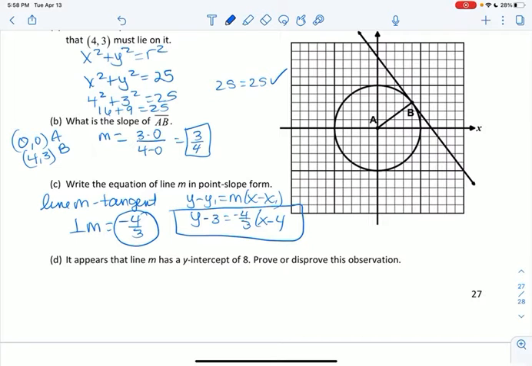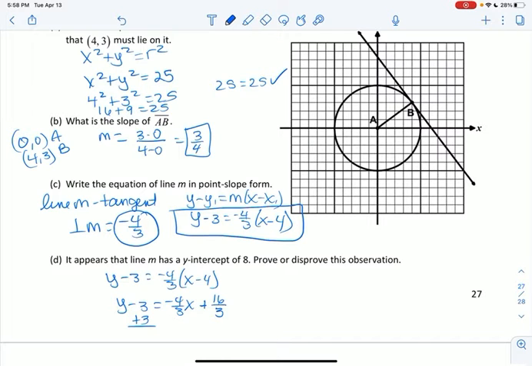It appears that line M has a y-intercept of 8. Prove or disprove this observation. If I want to, I would have to take my equation of a line and distribute that negative 4/3 to everything in the parentheses. So I'm going to have y minus 3 equals negative 4/3 x, and actually it's going to be plus 16/3. This doesn't go in evenly, so I'm just leaving that as a fraction. Now if I want to combine it with the 3, I'm adding 3, but I can't add 3 unless it has the same denominator.